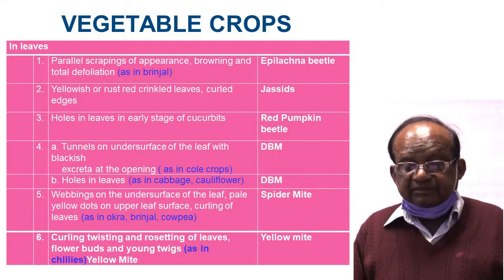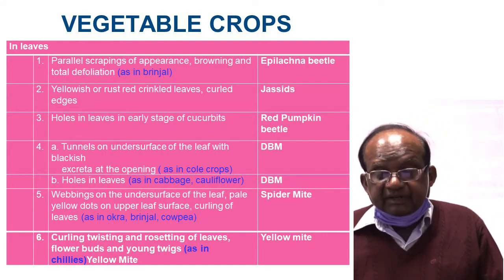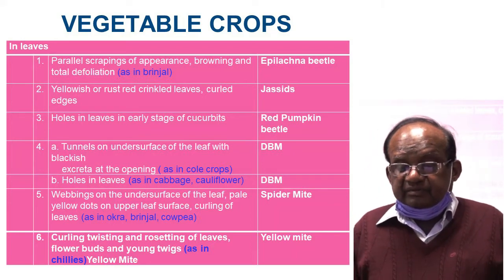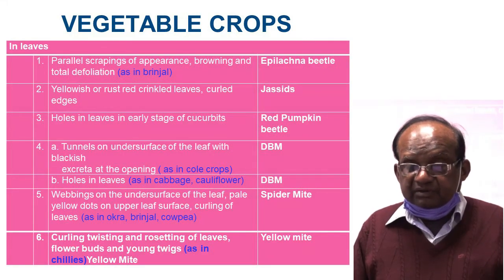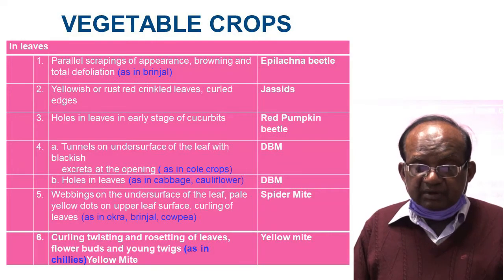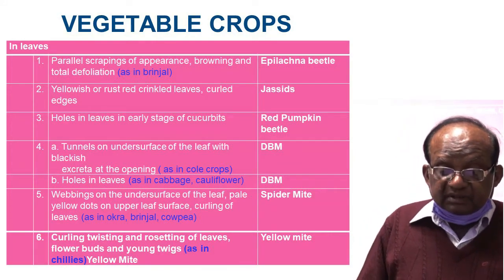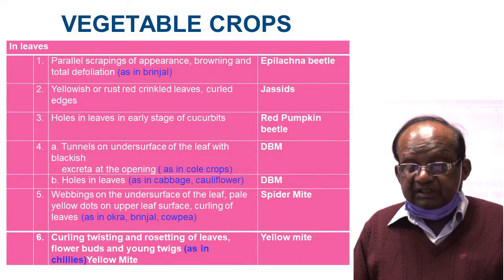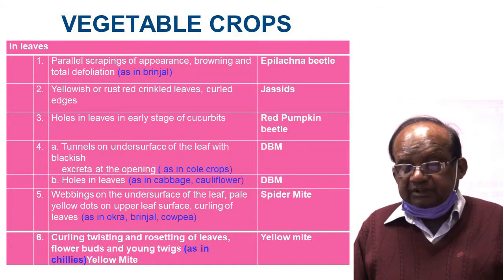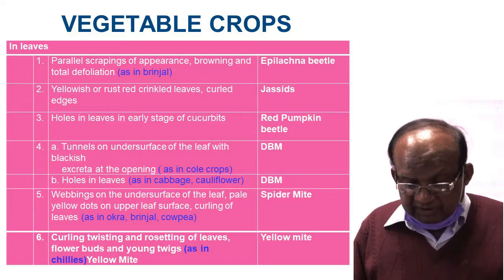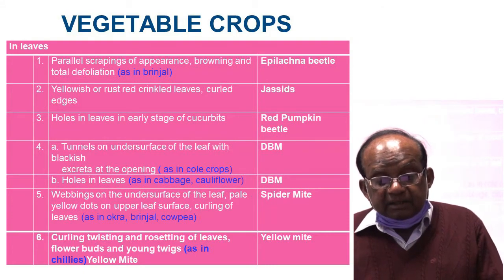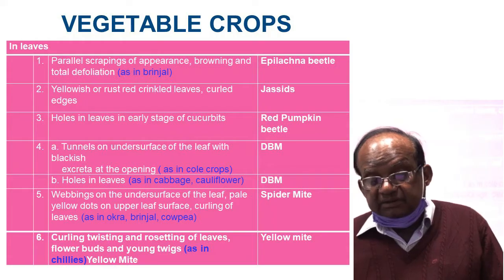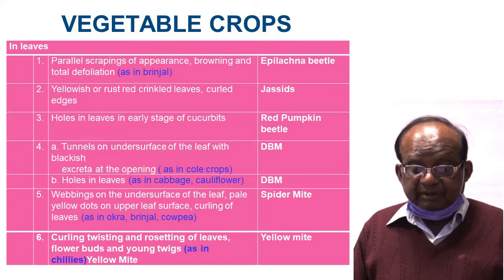In case of cruciferous vegetables, that is cauliflower, cabbage and all cole crops, DBM is a universal pest. Diamondback moth is a universal pest, a minute insect whose larva causes damage to our cauliflower, cabbage and all cole crops. The symptoms are tunnels on the undersurface of the leaf with blackish excreta at the opening. As in cool crops, that is cauliflower, cabbage and all cole crops, this shows the attack of diamondback moth. And holes in leaves, as in cabbage and cauliflower, also show attack of diamondback moth, DBM.